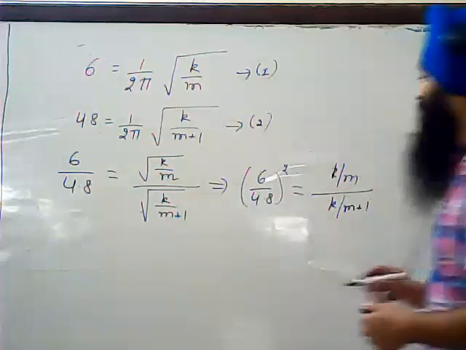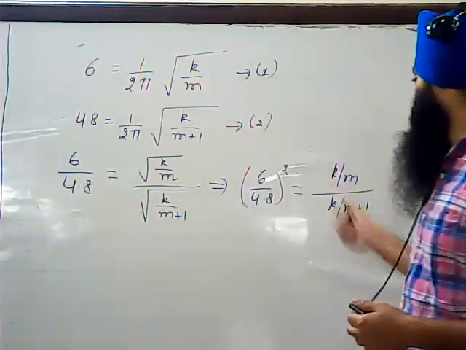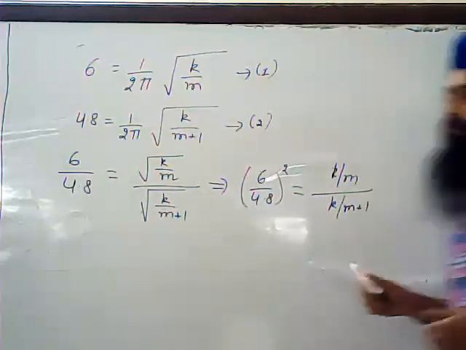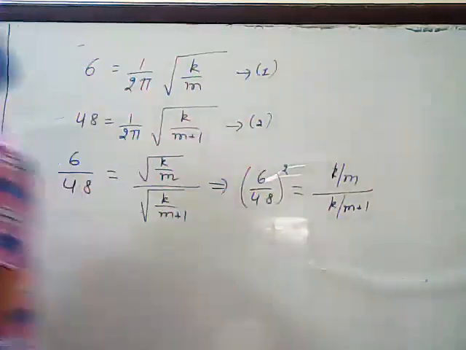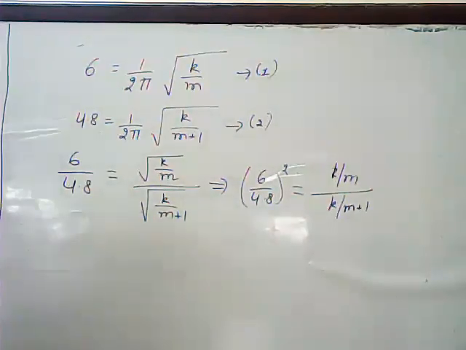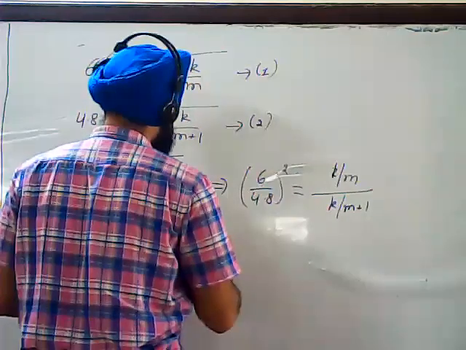So k and k will cancel each other. So there is only one variable, that is m, and we can calculate the value of m. The value of mass will be 1.777 kg.